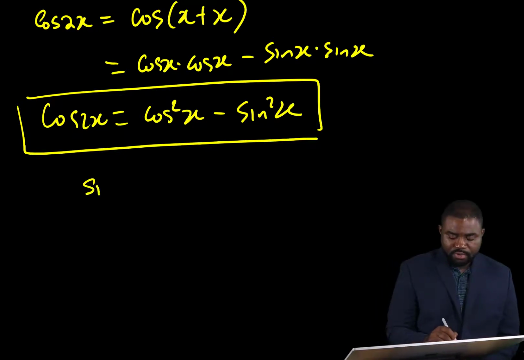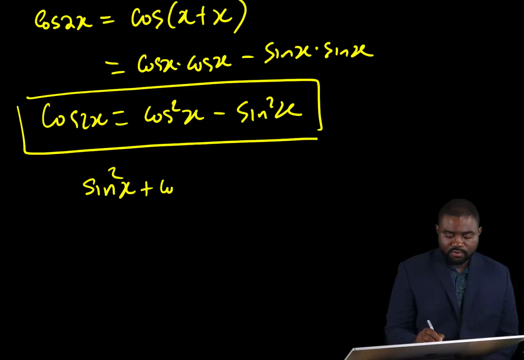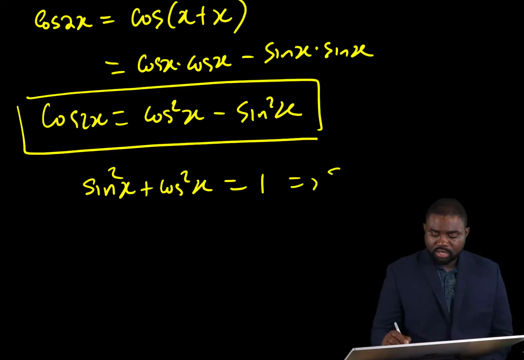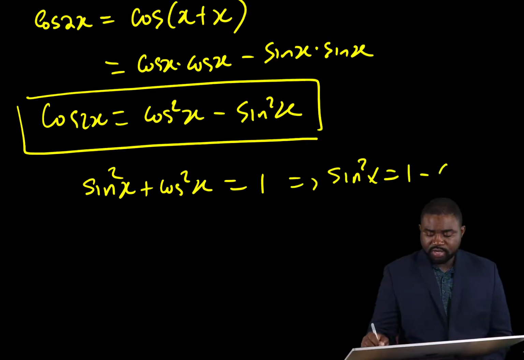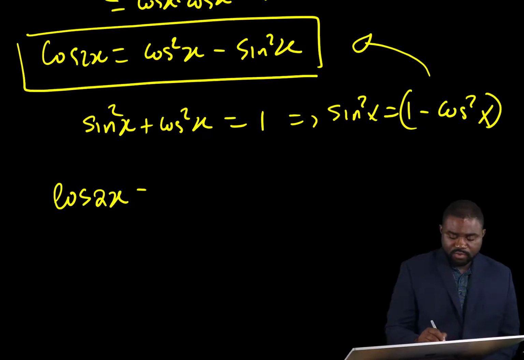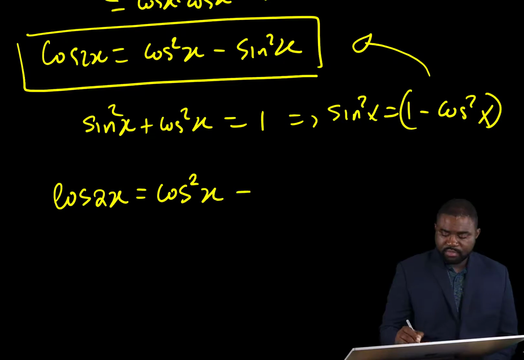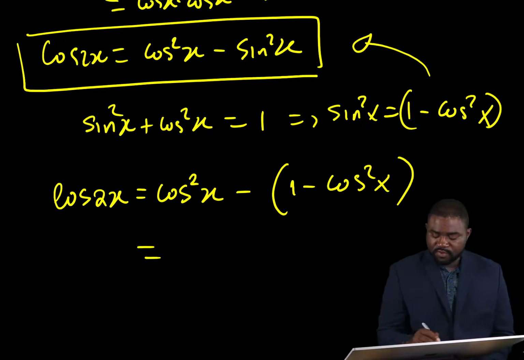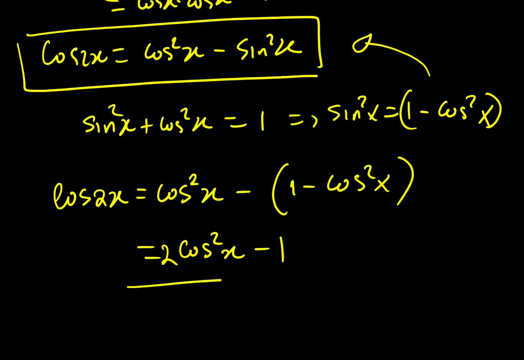But remember that sine square x plus cosine square x is equal to 1. That would mean that sine square x is equal to 1 minus cosine square x. If we substitute back in that expression, we're going to have cosine 2x equal to cosine square x minus bracket 1 minus cosine square x. This is the same as 2 cosine square x minus 1, which is another way of representing this formula.